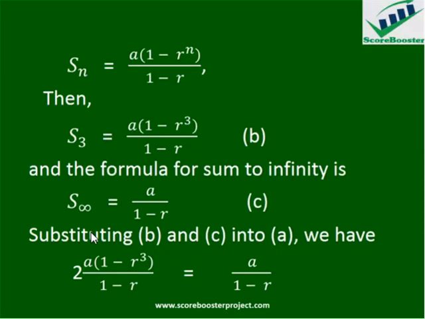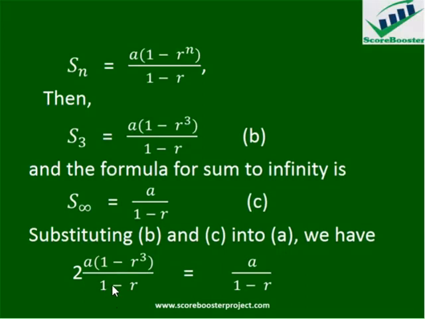So now, substituting B, that is the sum of the first three terms, and C, the sum to infinity of that particular geometric progression, into A, which is the statement of the question. So we have, in the statement, 2 S3 equals S infinity. Now S3 is B, so we have 2 multiplied by A into 1 minus R cubed over 1 minus R equals A into 1 minus R.